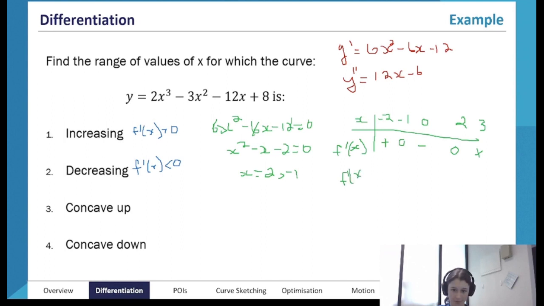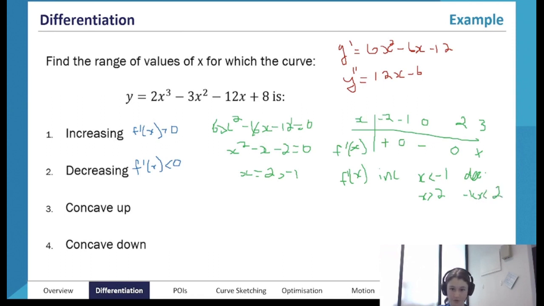Function of x is going to be increasing for the interval when x is less than -1 and when x is greater than 2. And then the function is going to be decreasing for the interval between -1 and 2.